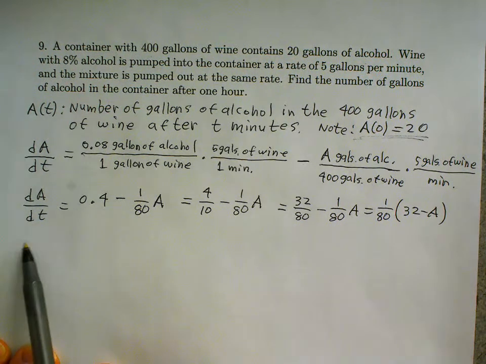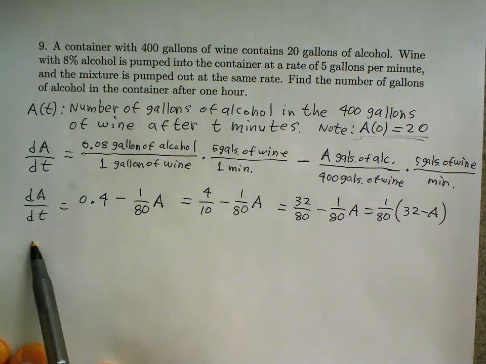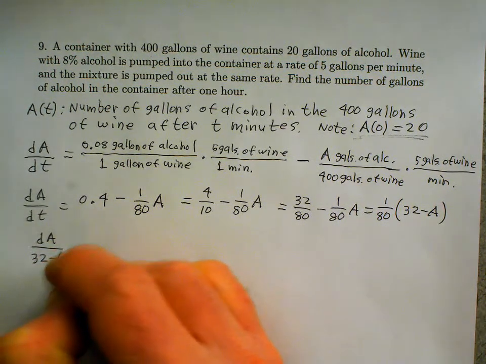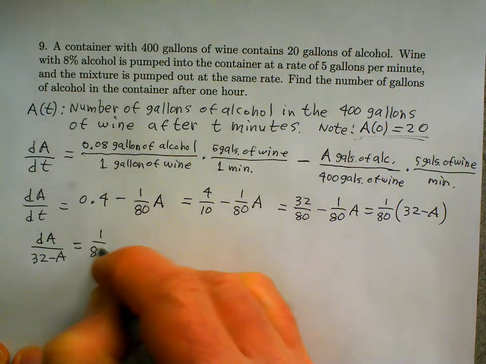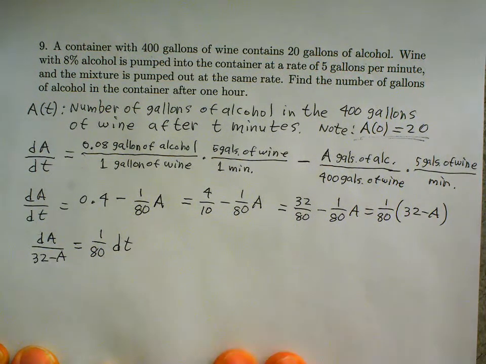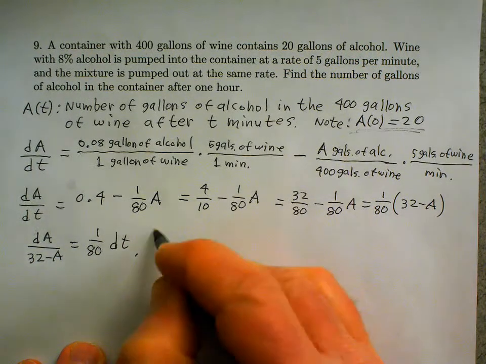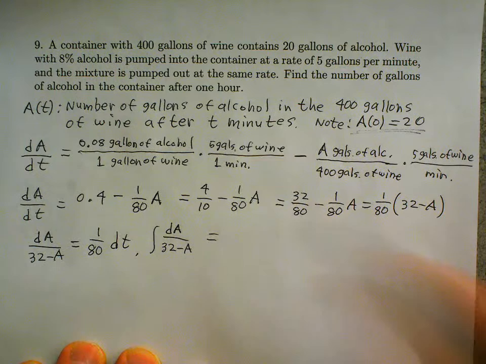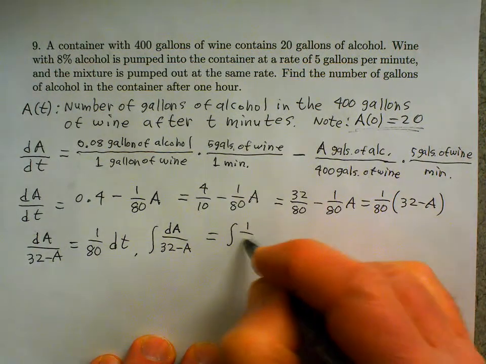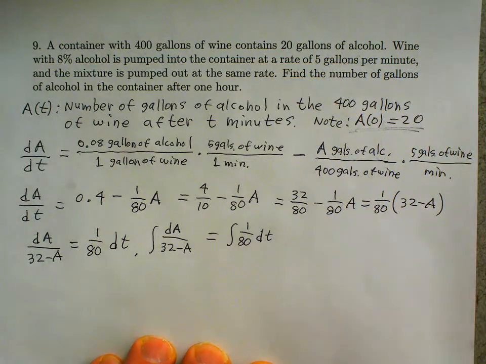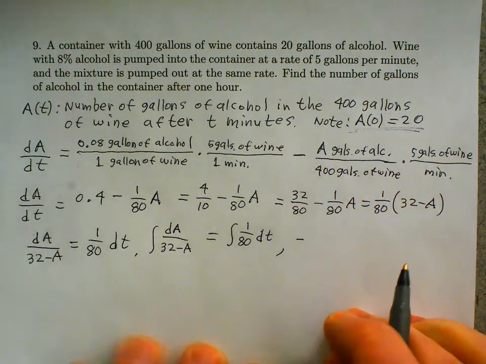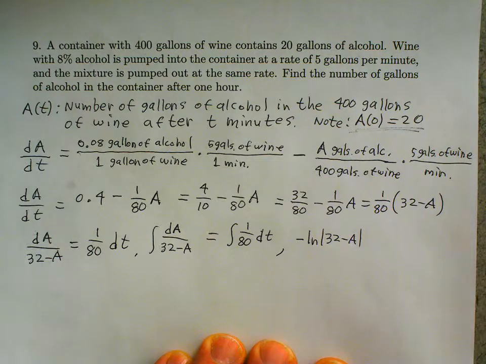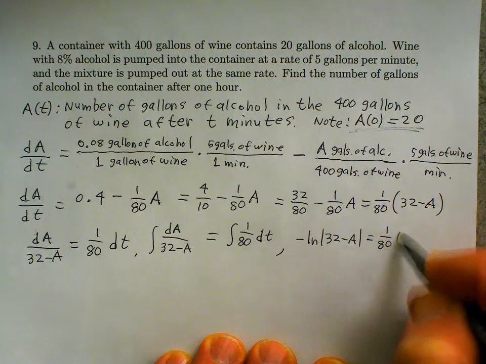So what we'll do is divide both sides by 32 minus A and multiply both sides by dt. And we get dA over 32 minus A equals 1/80th times dt. And then we integrate both sides. We integrate the left-hand side with respect to A and the right-hand side with respect to t. On the left-hand side, we get the negative of the natural log of the absolute value of 32 minus A. And on the right-hand side, we get 1/80th t plus a constant.